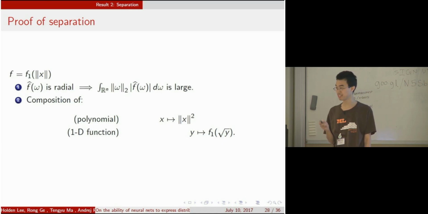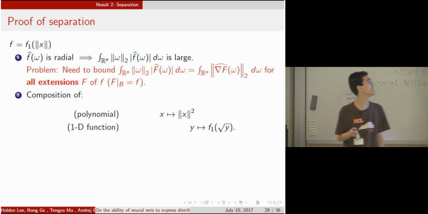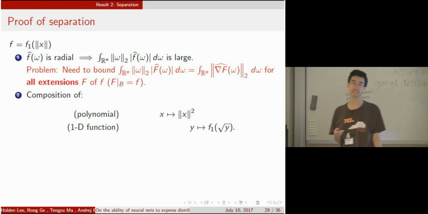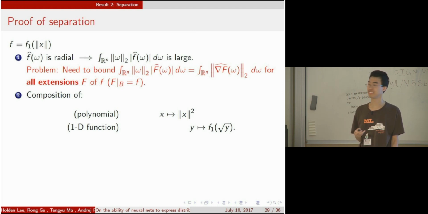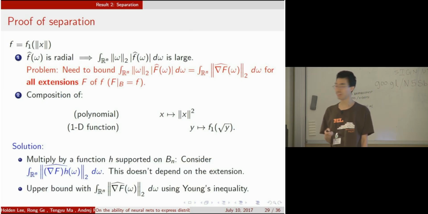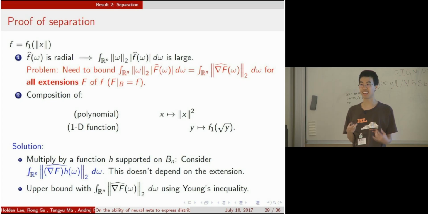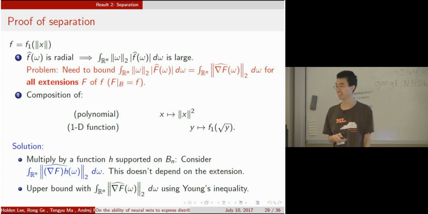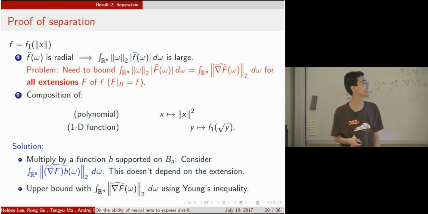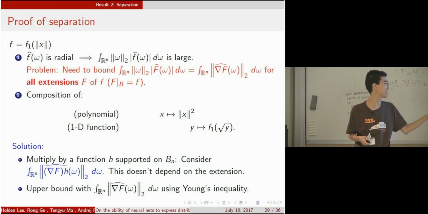However, there's a problem with this proof sketch, and it's that we need to bound this integral not just for f, but over all extensions, big F of f, little f, that agree on the unit ball. So in order to do this, we multiply by a function h that's supported on the unit ball, and instead of looking at the Fourier transform of the gradient of big F, which is equivalent to the expression in the Barron constant, we look at the Fourier transform of the gradient of f times h.